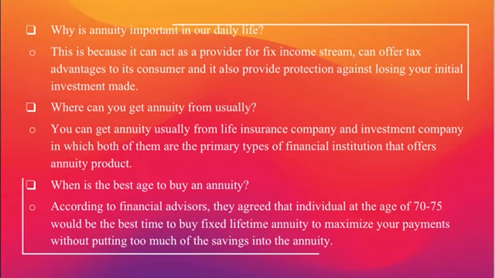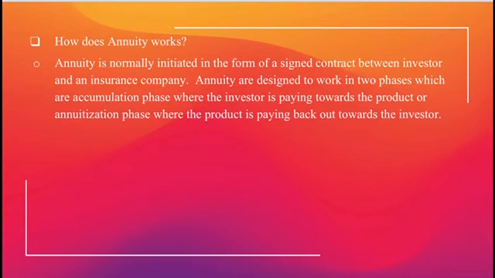And when is the best age to buy an annuity? According to financial advisors, they agree that individuals at the age of 70 to 75 would be the best time to buy a fixed lifetime annuity, to maximize your payments without putting too much of your savings into the annuity. And lastly, how?